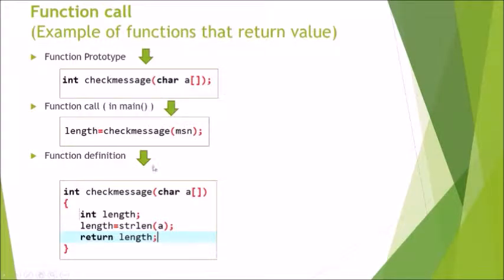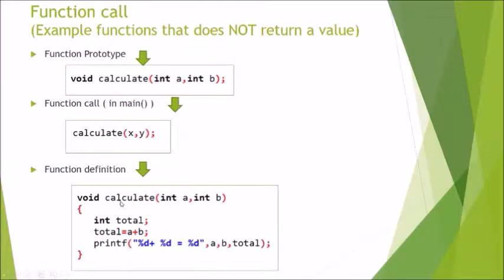So, the function definition. This one is the return data type, function name, and the value, and it must be the same as the function prototype, except for the semicolon. This one is the function body, and we have to return the value.